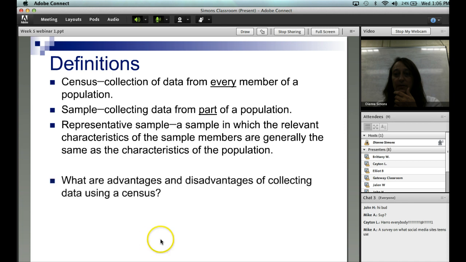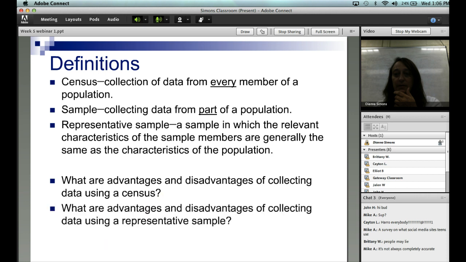What are the advantages and disadvantages of collecting data using a census? Sometimes, like in the government census, a lot of people won't participate. A lot of people don't participate, yes, or people can lie. It's not always completely accurate. Good. All of those things are good. What are the advantages and disadvantages of collecting data using just a representative sample? It doesn't represent the whole population. Good. Anything else? Nope. That's good.